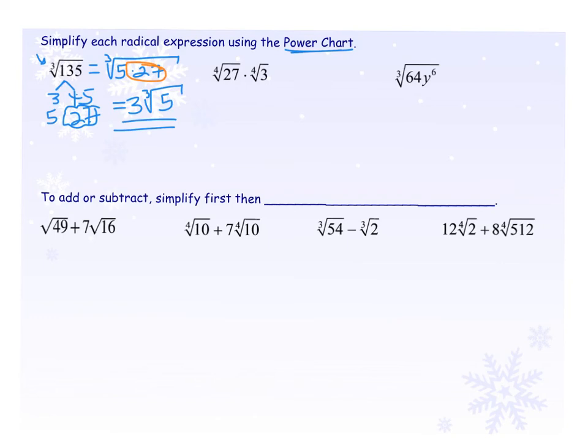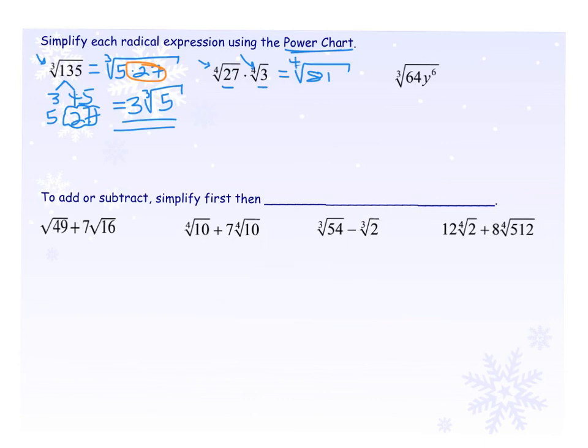In the second example, the fourth root of 27 times the fourth root of 3. Kind of like square roots, if they're the same on the inside, you can multiply them. If your index is the same, and notice it's a 4 for both of them, we can simplify this product by multiplying the insides together. It doesn't change the value of the index. 27 times 3 is 81. So this would be equivalent to the fourth root of 81.